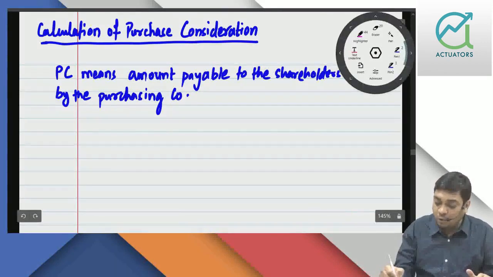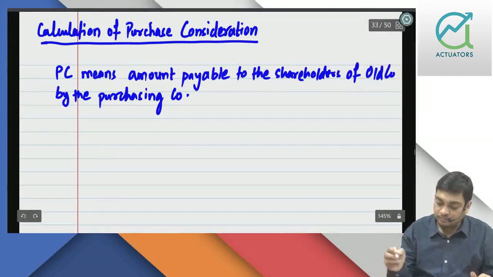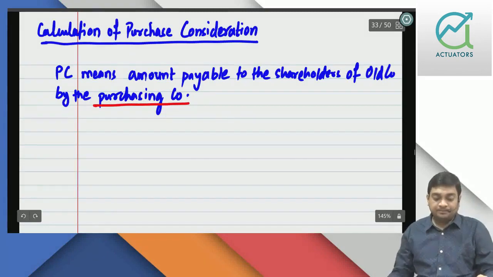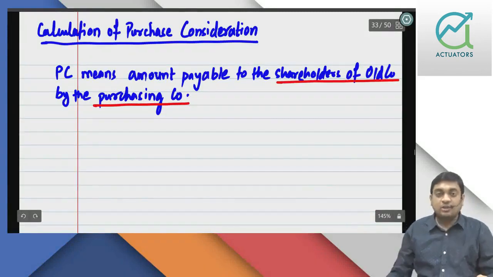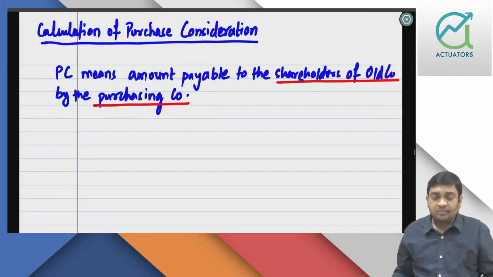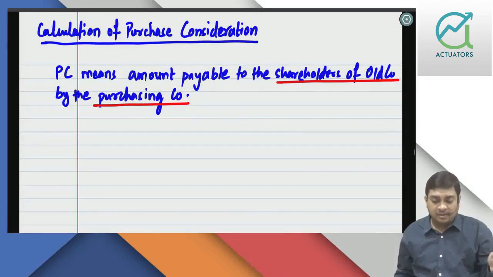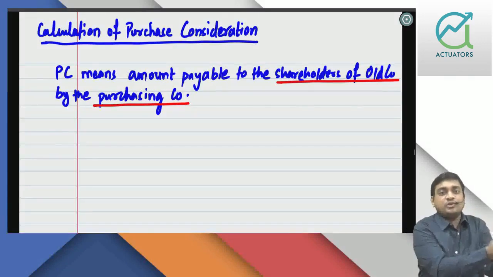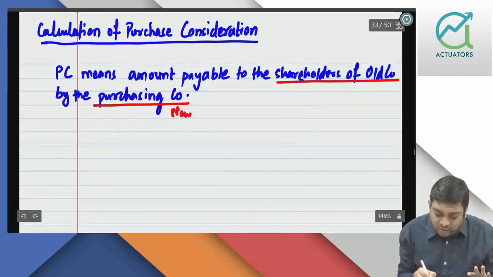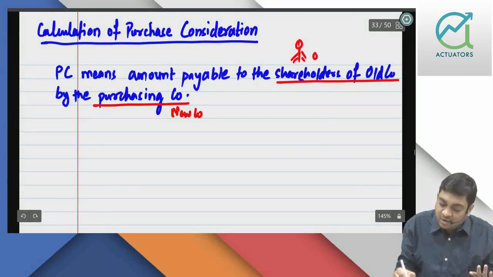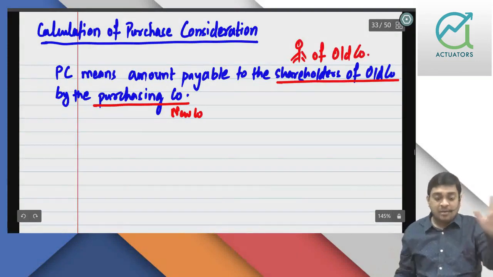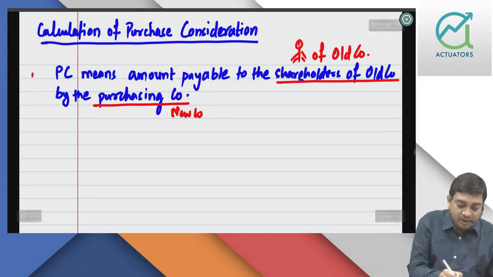There are two things: who will give and to whom. It will be given by the new company to the shareholders of old company. Obviously, it will not be directly handed over, right? The new company will give to the liquidator, since old company is coming to an end. We are shutting down, because that is why its business activities have been transferred to new company. So when you shut down any company, you have to appoint liquidators. So the new company will hand it to the liquidator, and the liquidator will discharge or distribute it to the shareholders of old company. Basically, whatever I am giving you, it is for the shareholders of old company. Remember, this is point number one.